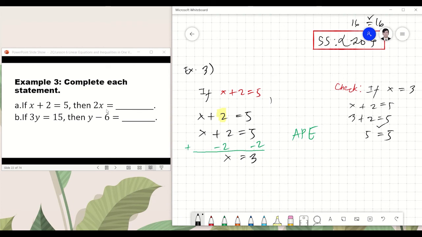So, hindi pa tayo tapos, hindi naman natin nahanap yung solusyon ng ating x. Diba? Ng ating equation, x plus 2 is equal to 5. Yung hinanap natin kung ano yung 2x, or 2 times x. So we still have to substitute x is equal to 3 to 2x. So 2x is equal to 2 times 3. 2 times 3 is 6. So ito yung tamang sagot.